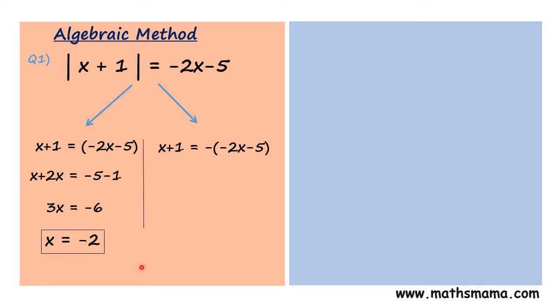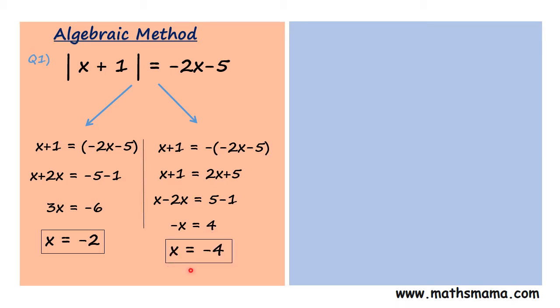Moving on to the second equation, x plus 1 equals, you have to expand the brackets, multiplying with the negative sign. There you get negative 2x plus 5. Bring the x terms to one side and the constants to the other side. Now we get negative x is equal to 4. Divide both sides by negative 1. Then you get the answer x equal to negative 4. So these are the two solutions.